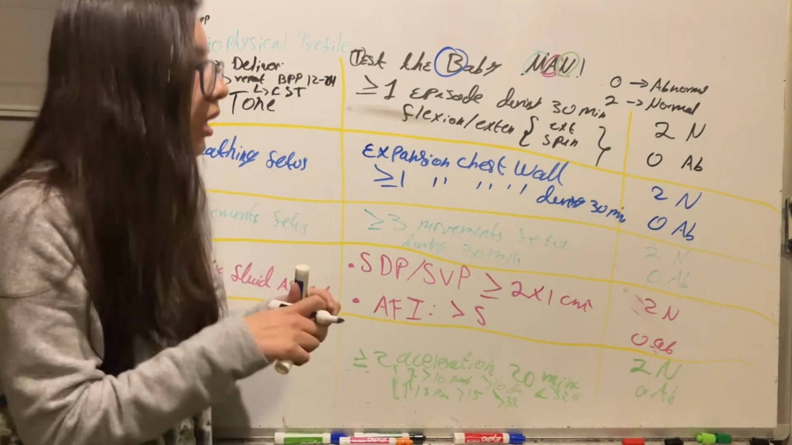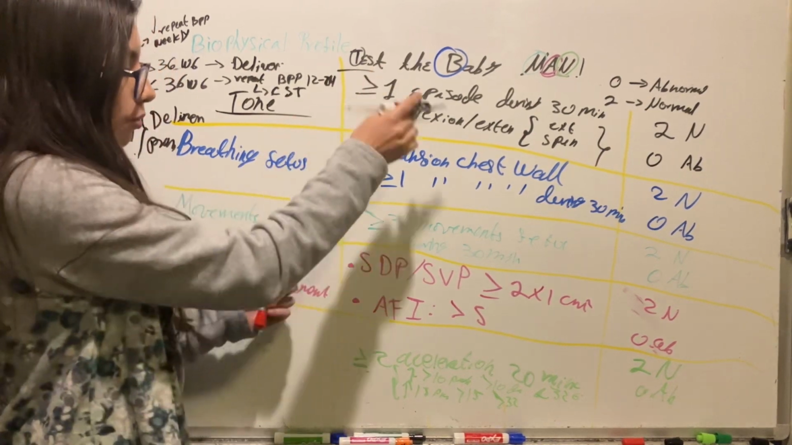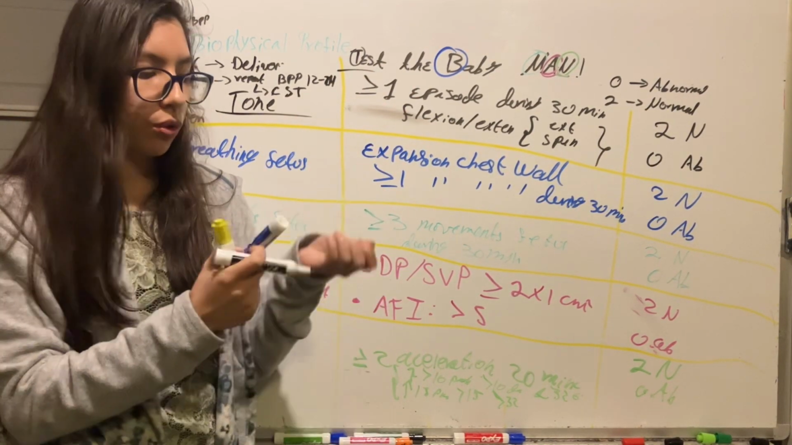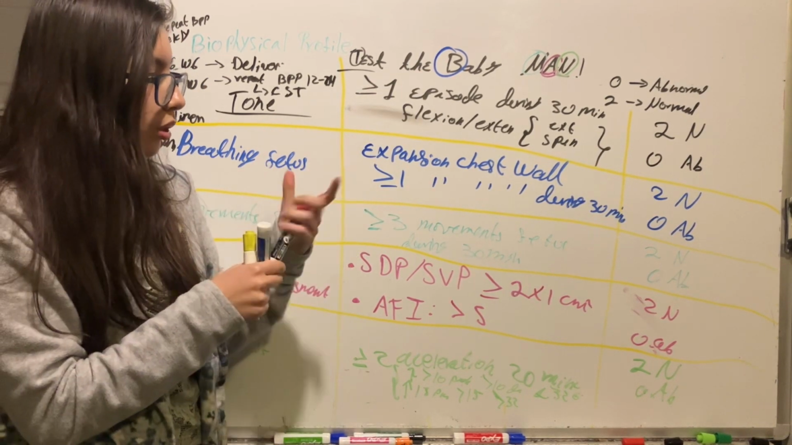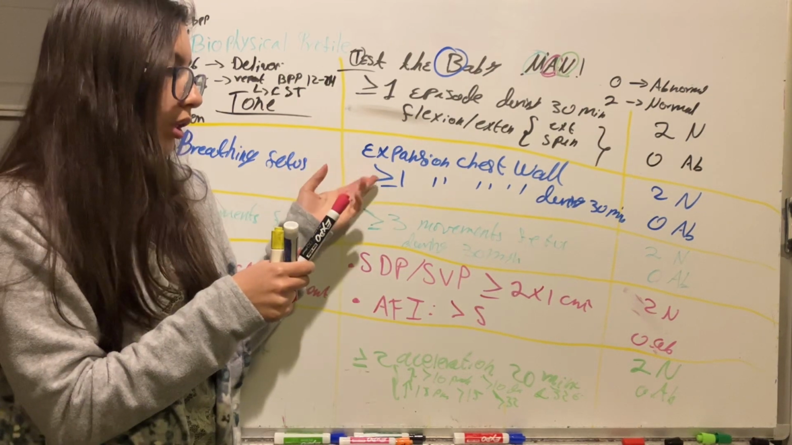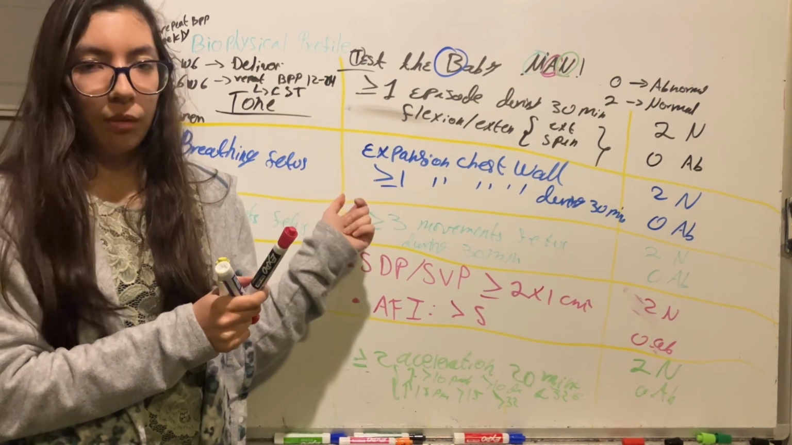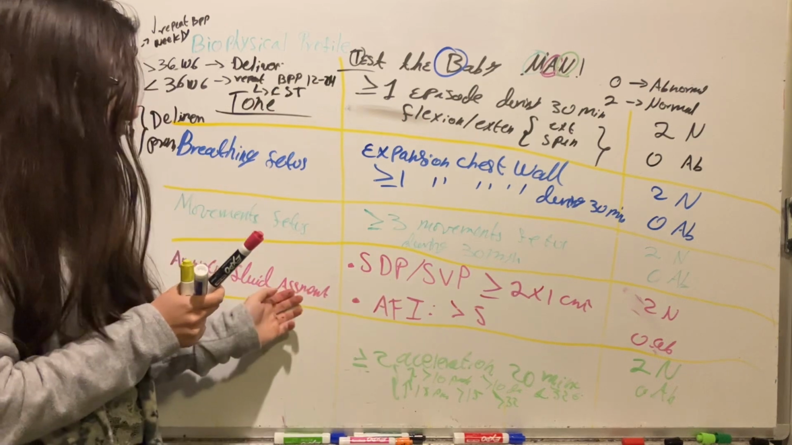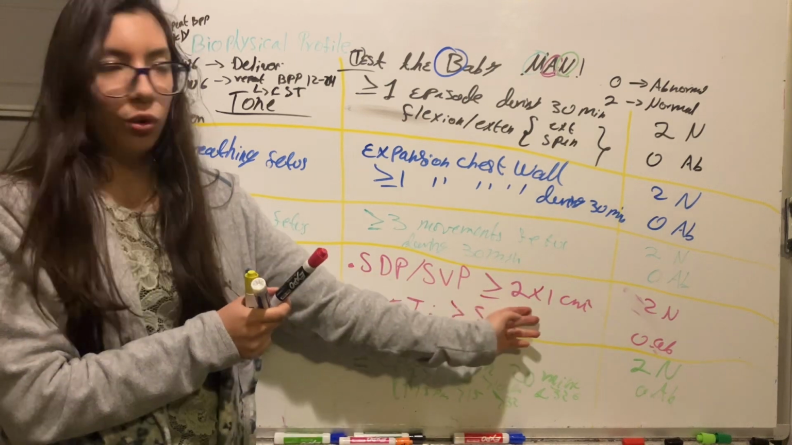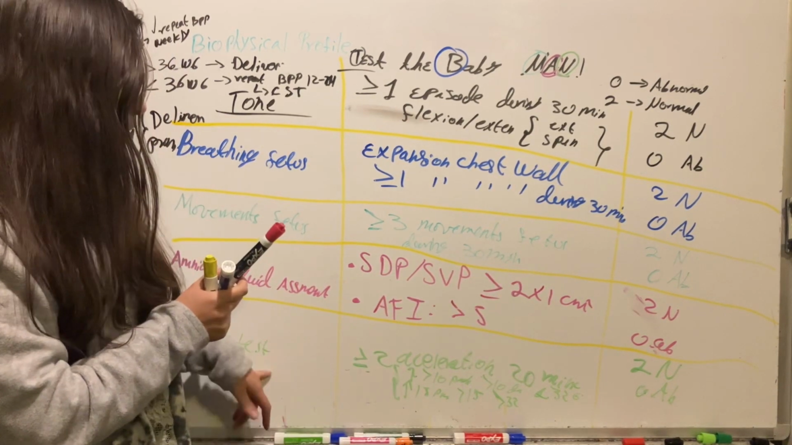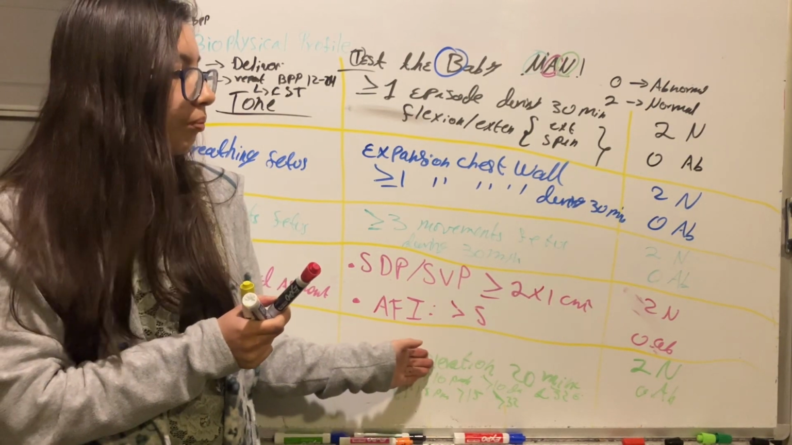So biophysical profile, the mnemonic is test the baby man. Tone, which is 1 or more episodes of flexion extension during 30 minutes. B, breathing, which is 1 or more episodes of expansion of the chest wall during 30 minutes. Movement of the fetus, which is 3 or more movements of fetal parts during 30 minutes. Amniotic fluid evaluation, being amniotic fluid index more than 5 or single deepest pocket more than 2 centimeters. And non-stress test, which is 2 or more accelerations in 20 minutes.